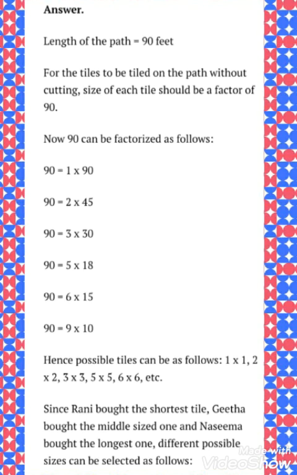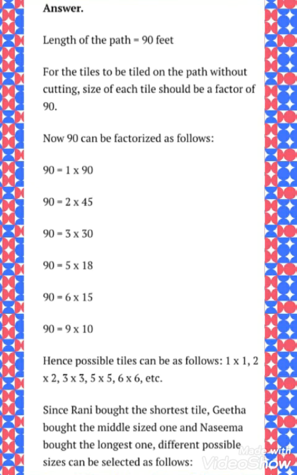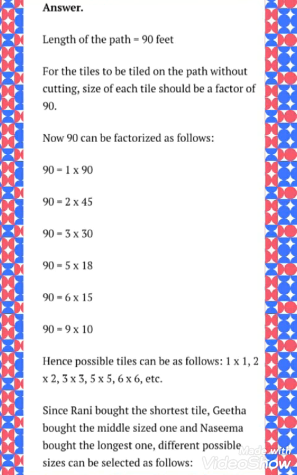For the tiles to be laid on the path without cutting, the size of each tile should be a factor of 90. Here all should be factors of 90. So first we have to find out the factors of 90. How will we find them? Like this. Now 90 can be factorized as follows.